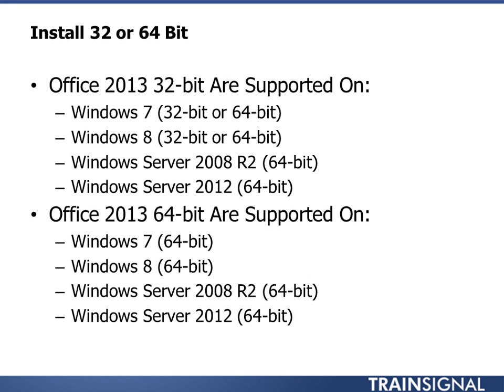Of course, there are still two architectural versions, 32 or 64-bit of Office 2013. Installing Office 2013 32-bit is supported on Windows 7 or Windows 8 machines. Windows Server 2008 R2 and 2012, well, they're only 64-bit OSs, so you're going to need to install the 64-bit versions of Office there. If you have a 64-bit version of Windows 7 or Windows 8, you'll want to install the 64-bit version on those OSs.